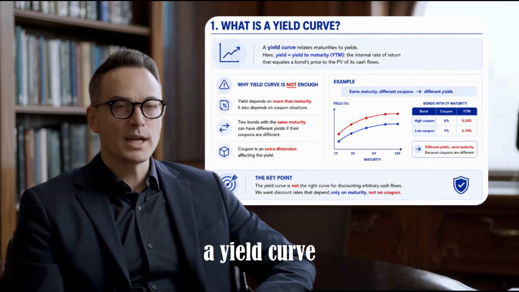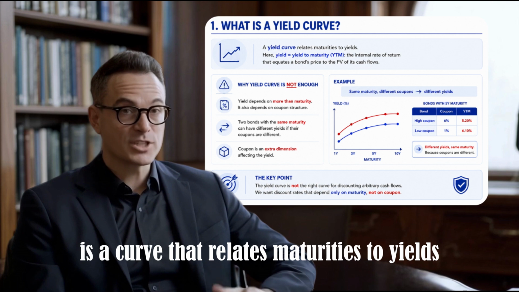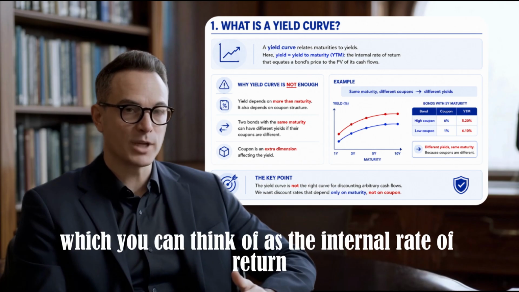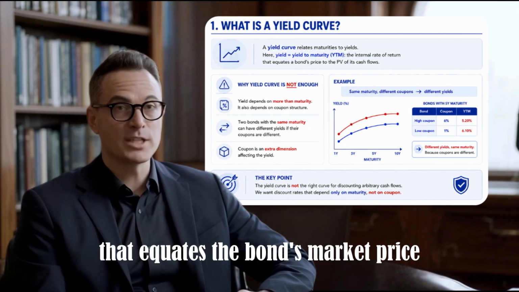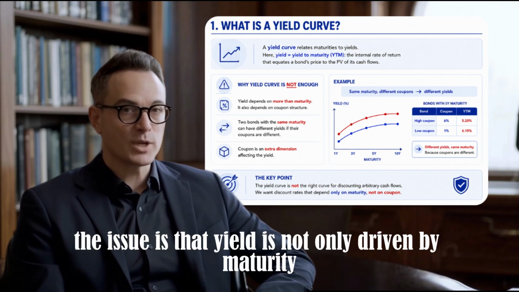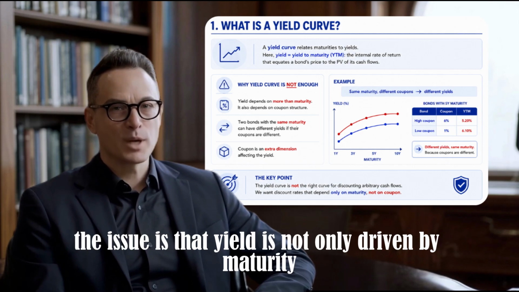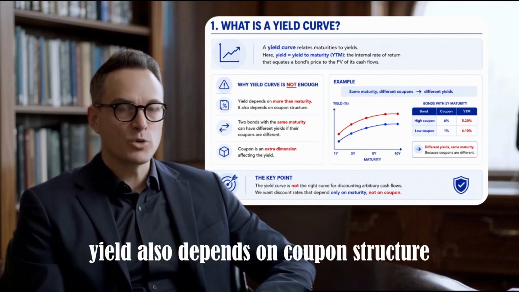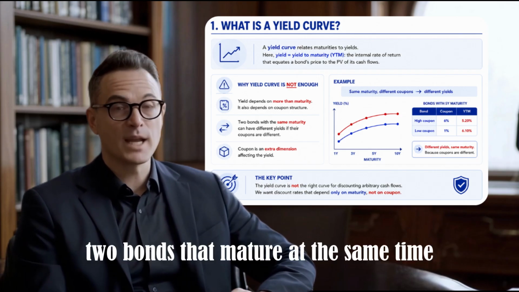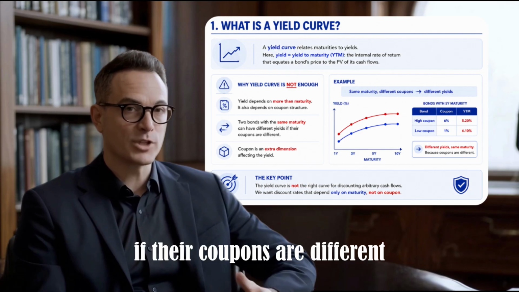A yield curve is a curve that relates maturities to yields. Here, yield means the yield to maturity of a bond, which you can think of as the internal rate of return that equates the bond's market price to the present value of its promised cash flows. The issue is that yield is not only driven by maturity. Yield also depends on coupon structure. Two bonds that mature at the same time can have different yields if their coupons are different.